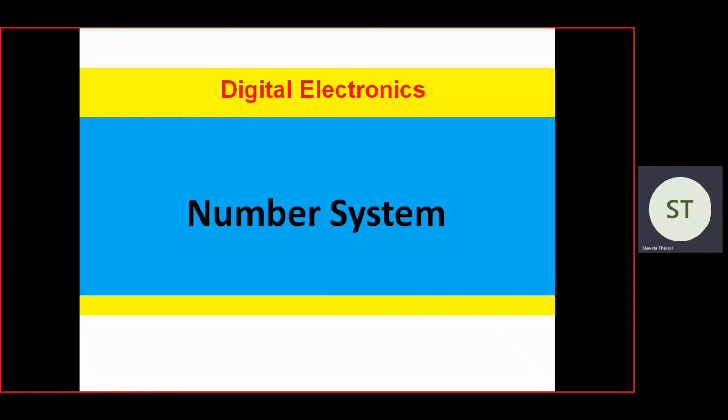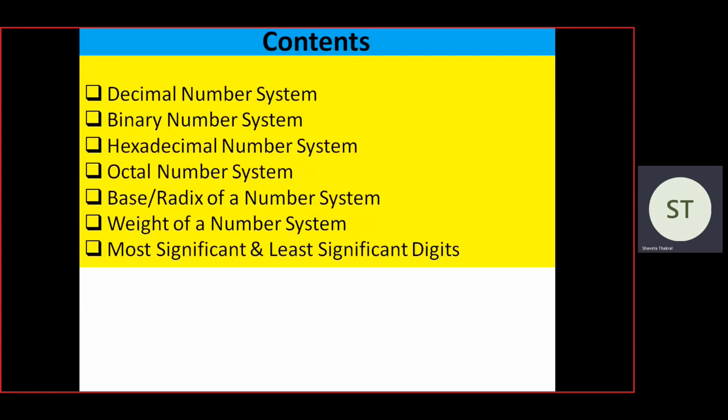In this lecture, we are going to discuss the number system, and we will cover the following contents. We will start with the various types of number system, like the decimal number system, binary number system, hexadecimal number system, and octal number system. Then we will discuss the basic concepts regarding the number system, like what is the base or radix of a number system, how we define the weight of a number system, and what are the most significant and the least significant digits in a number system.